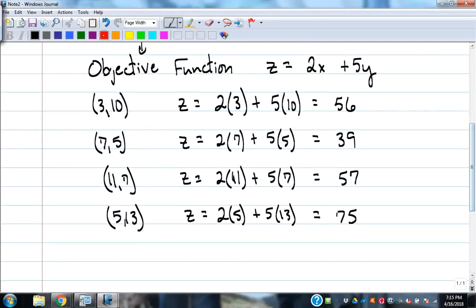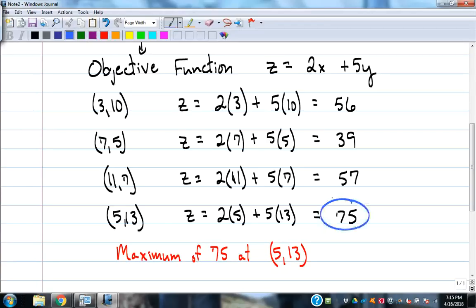From that information, if they ask us to maximize it, we know that there's a maximum of 75 at 5, 13. We know that right there, biggest value, that's a maximum. Minimum, what's the lowest number? 39. What's the ordered pair it occurred at? 7, 5.